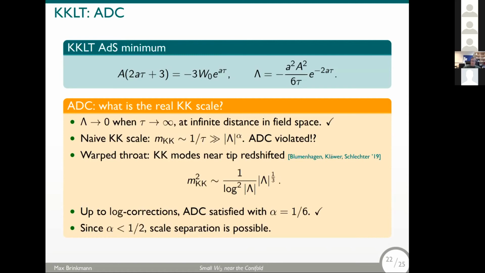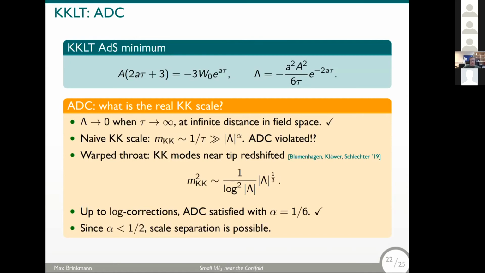However, since we want to look at this all in a warped throat, the KK modes near the tip of a warped throat are redshifted, which was shown by Ralf, Lorenz, and Daniel a year ago. Then the KK modes are actually given by this formula, which, up to the log corrections here, satisfies the AdS distance conjecture.